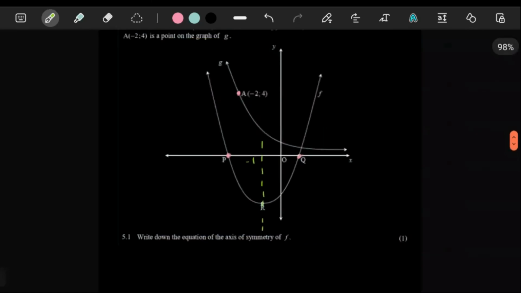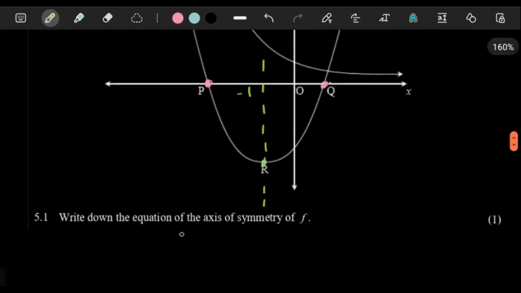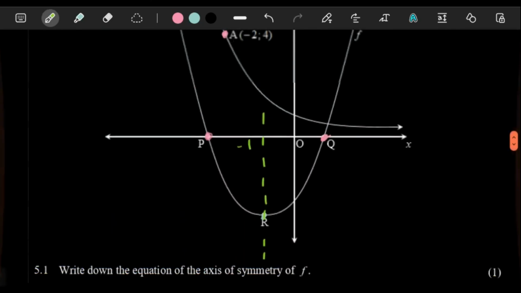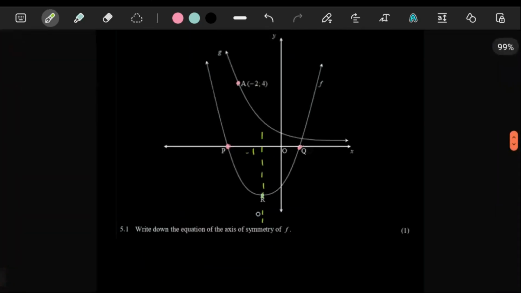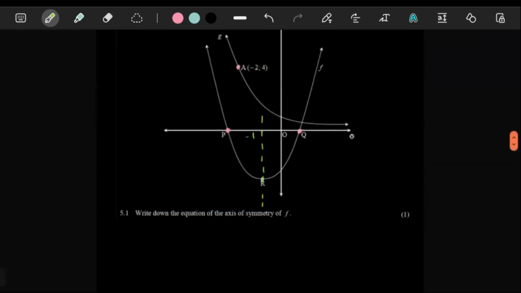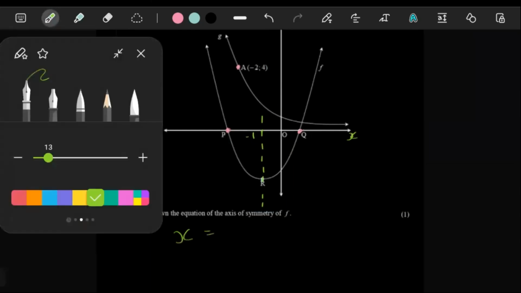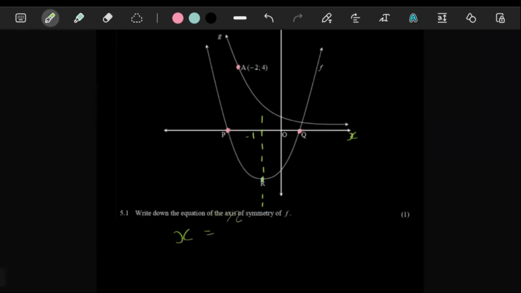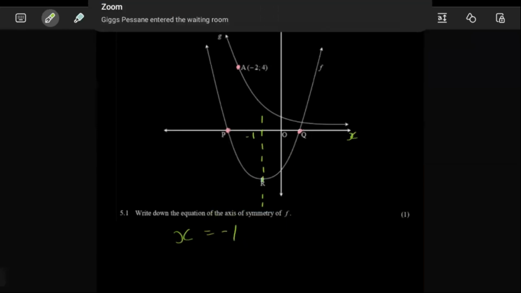All nice, all dandy. For one single mark here, they said write down the equation of the axis of symmetry. Getting the equation of the axis of symmetry is also something we already have here, because the axis of symmetry will pass through the x value of the turning point. Its equation will be based on the x value that it cuts, because this is a vertical line going straight down. So the equation of a line like this one, you'll always say x is equal to whatever x value it is cutting on the x-axis.